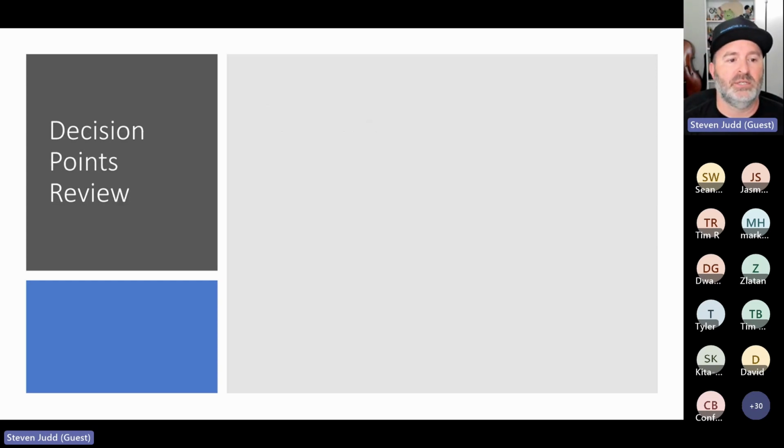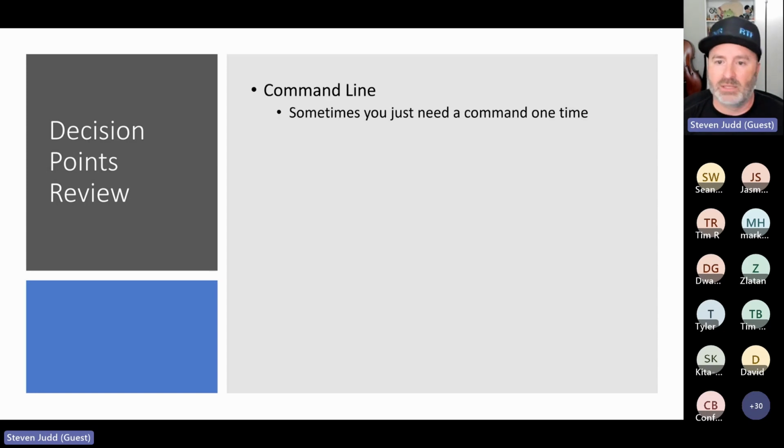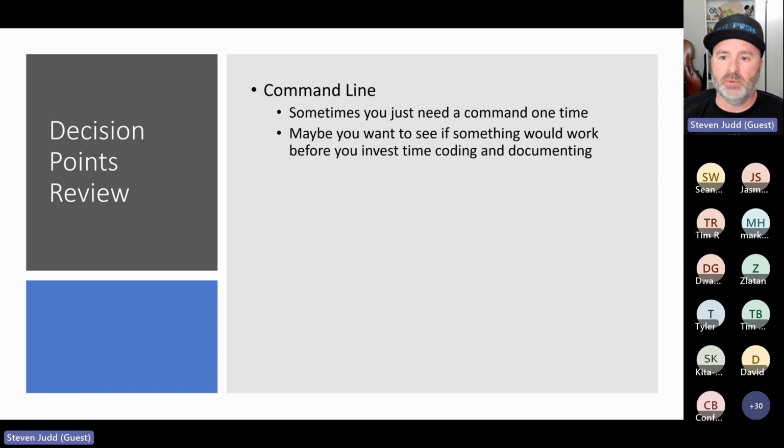So let's talk about our decision points and just review that. So we have the command line. Sometimes you just need a command one time. Just punch it in there and be done. You're good. But maybe you want to see if something would work before you invest time coding and documenting. So you do kind of like what I did at the beginning, where I was iterating through and going, how does this work? And once I got it working, I still was tweaking it to see, all right, is this the right way? Is this the best way?